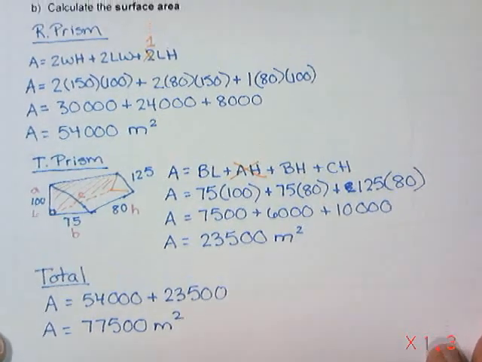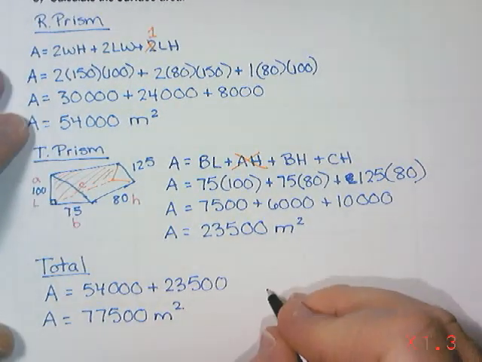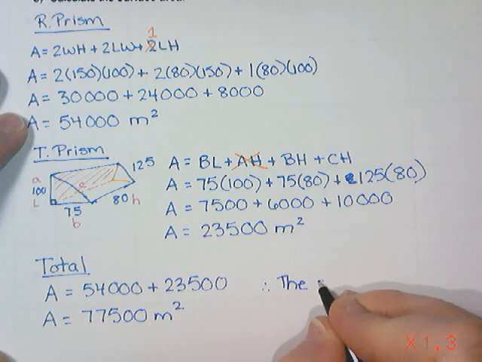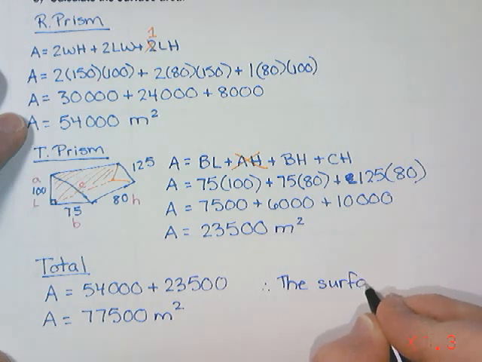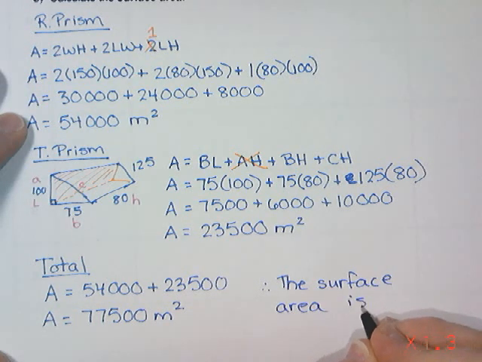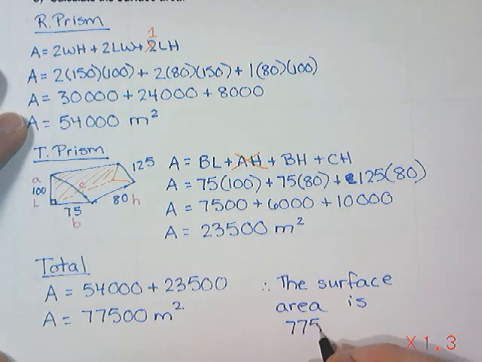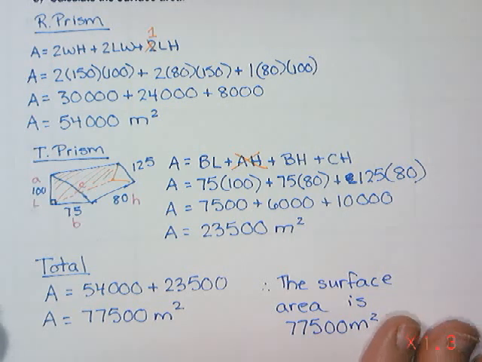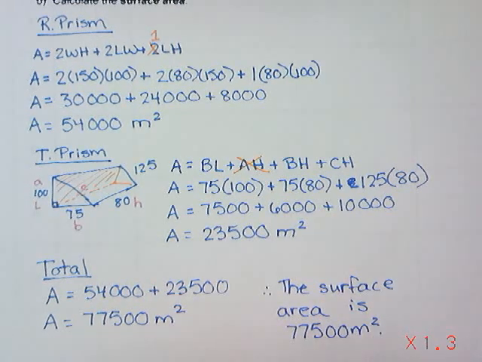And then since there were a lot of calculations in this question, I would do a therefore. So therefore, the surface area is 77,500 meters squared. All right, and that'll do it for our measurement review.